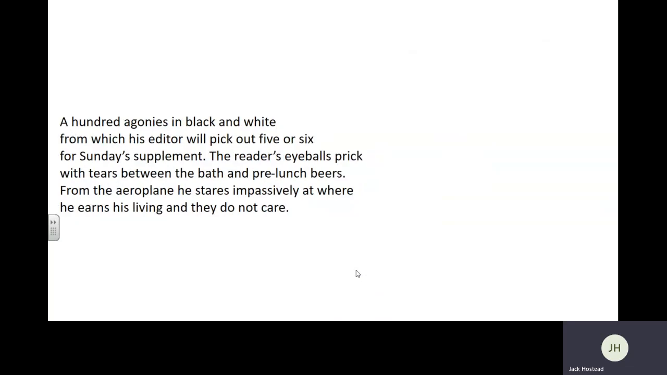And so we get to the last stanza. "100 agonies in black and white, from which his editor will pick out 5 or 6 for Sunday's supplement." I think these few lines sum up Duffy's idea that these photos aren't as personal to everyone else, who aren't there and are enjoying normal lives, as they are to the photographer. And I think the fact Duffy calls these photos agonies reflects the photographer's feelings. He sees these photos as agonies, whereas the public or the editor don't see it that way. They see them as photos. They're not as personal to them.